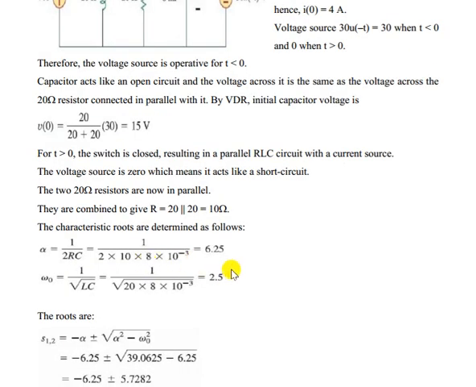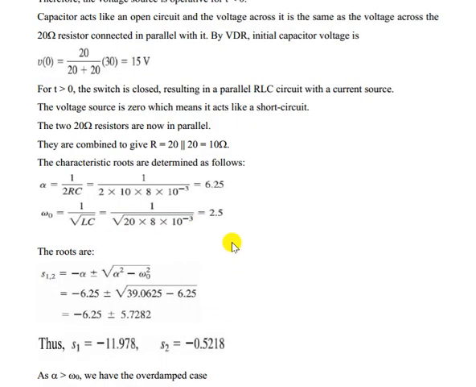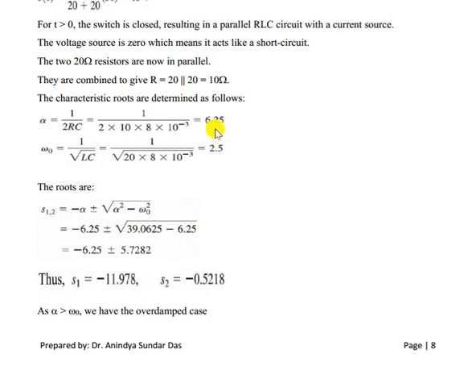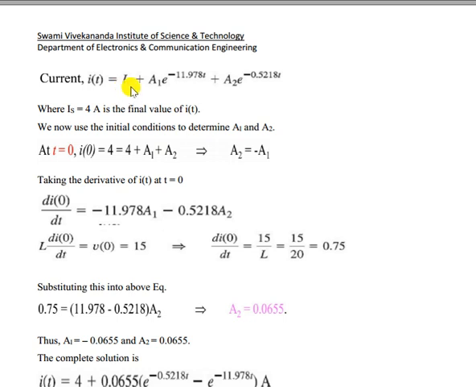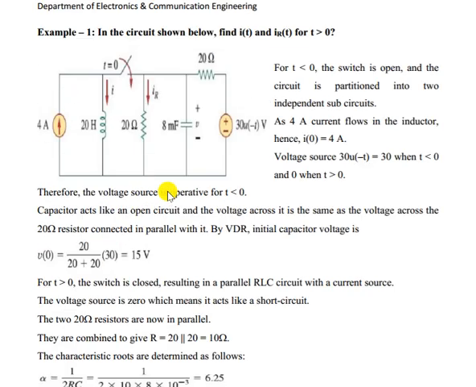We got these values of alpha and omega 0. Now we can see that alpha is greater than omega 0, that means it is an overdamped response. So we can find S1 and S2, both are real and negative. So the current response we can write as Is plus this. So we have to find Is, our final value.